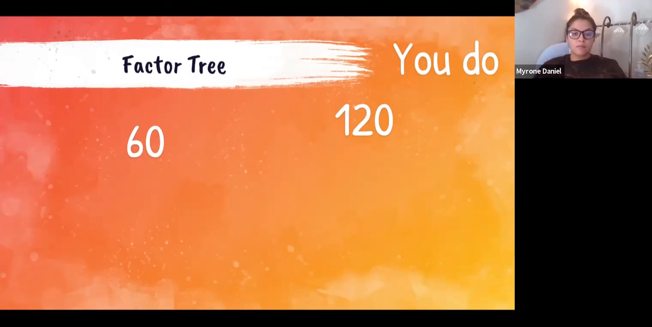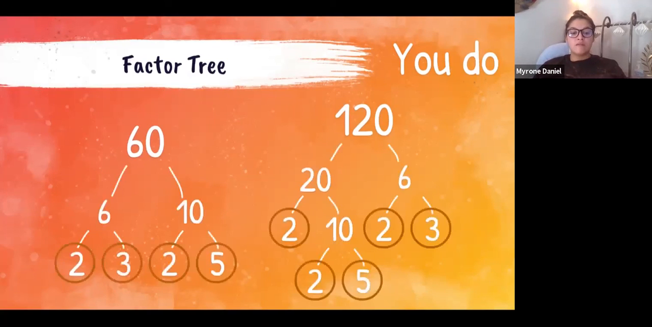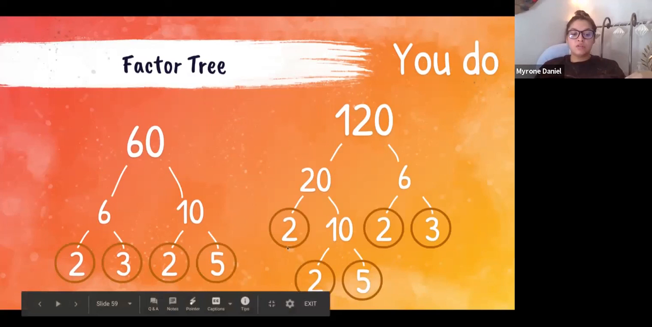Okay, welcome back. So this is how I broke down the factors, and you should have gotten the same factors that I have. It doesn't matter the order that you put in or however you wanted to break down the tree, but we should end up with 2, 2, 3, 5 as prime factors of 60 and 2, 2, 2, 3, 5 as prime factors of 120.